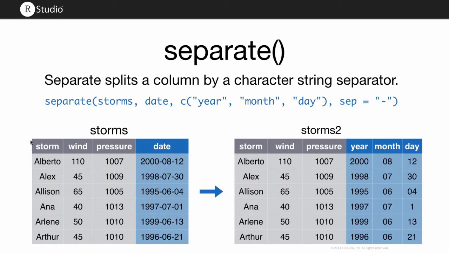What separate does is it takes a single column and it splits it up into multiple columns based on some sort of separating character. So this is really easy with dates, because dates normally have some sort of separator between the year, month, and day. And if we ran this code above here, we get a new data frame where the date column has been split into year, month, and day, 3 columns.